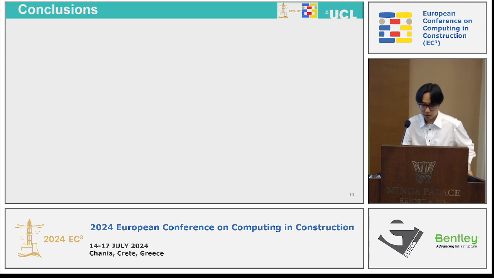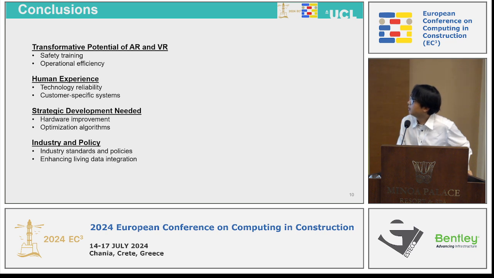So we come to the conclusion of our review. We first find the transformative potential of AR and VR, such as safety training and operation efficiency. After that, we find some challenges, such as human experience, technology limitation, technology reliability, and customer-specific systems. And we give our recommendations in two parts. The first is hardware, algorithm, and software improvement. And the second is for government and industry to establish standards and policy and enhance live data integration by hiring actual workers.